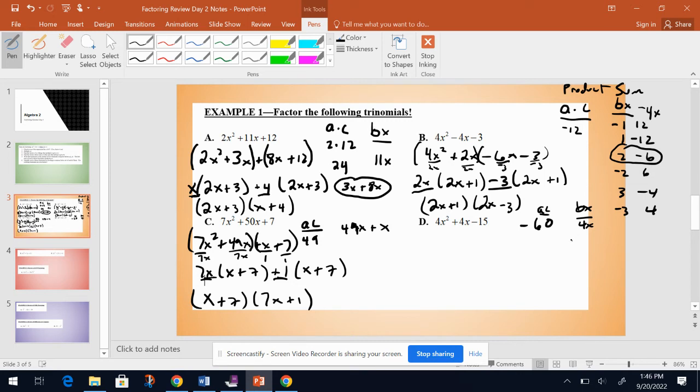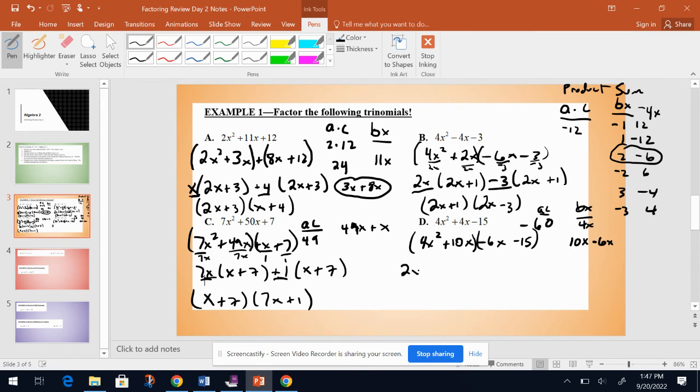I know that that is a 10x and a 6x, right? 10 times 6 is 60. One of these has to be negative, so I've got a negative 6x. So I'm going to take these two and replace my bx. I rewrite 4x squared. I put plus 10x minus 6x minus 15. And the nice thing is when you write these out, it doesn't matter the order you put them in. Like if you put a negative 6x here and a 10x here, it would still work. The signs matter.